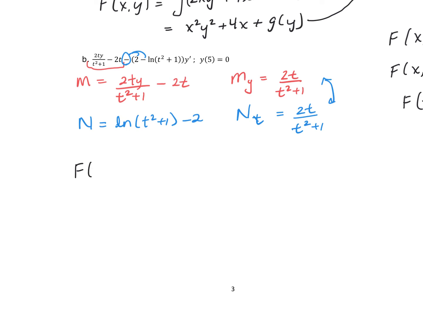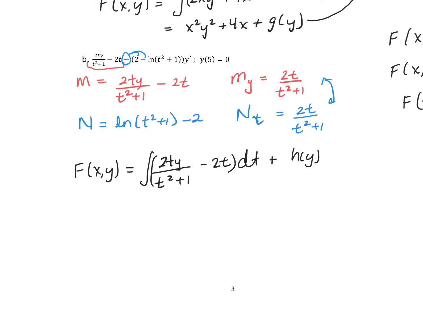So my f of x y must be equal to the integration of, I'm going to integrate again with the first one. I could integrate the second one, but I'm going to integrate the first one, which is the 2ty divided by t squared plus 1 minus 2t dt plus, now remember, we have some function of y, we'll call it h of y. Actually, I think I used g before, so I'll use g again, so g of y.